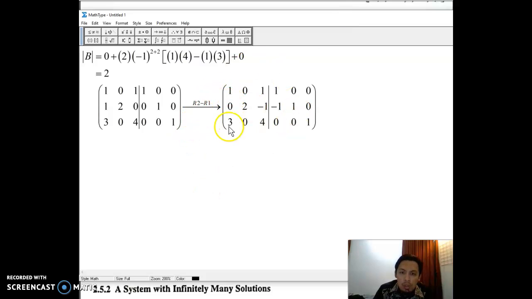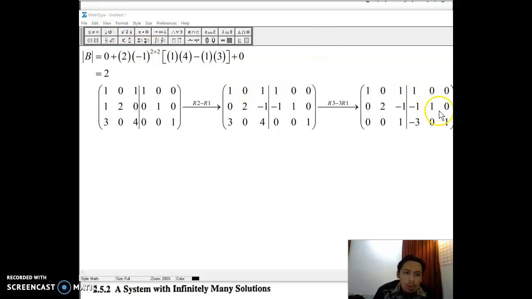Now let's change this element to 0. How to change it? It is R3 minus this value multiplied by 3. So it is actually R3 minus 3R1. Now this is what we get. We have actually changed all of the first column. Let's look at the second column. By right, we already obtained 0, this 2 0 here, so we just need to focus on this one.